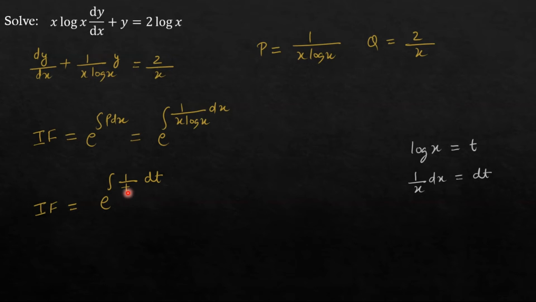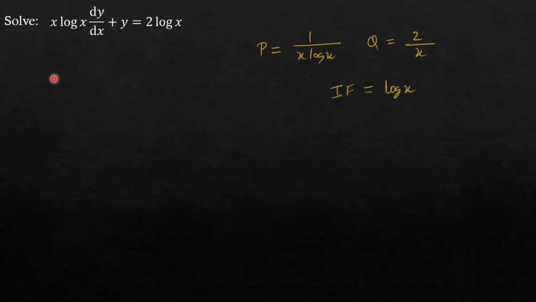Now we know the integral of 1 upon t is equal to log t. So it will become e raised to the power log t. By the property of log, we have integrating factor is equal to t. Now again substitute the value of t. The value of t is log x. So the integrating factor is equal to log x. Now we will go for the solution.